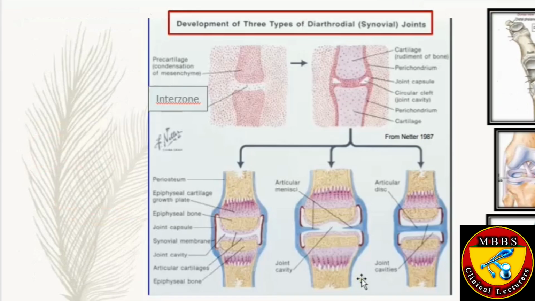Now, these are three examples of the synovial joint: interphalangeal, knee joint, and the sternoclavicular joint. The other structures, that is the capsule and the synovial membrane, are the same, but in the case of the knee joint, we can see that the central part of the interzone will give rise to a fibrocartilaginous structure, that is the menisci. You may see them over here. And in the case of the sternoclavicular joint, the central interzone part will give rise to an articular disc, as you can see over here.